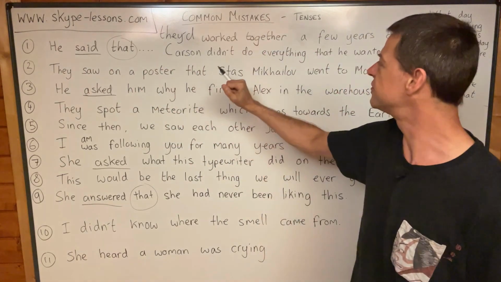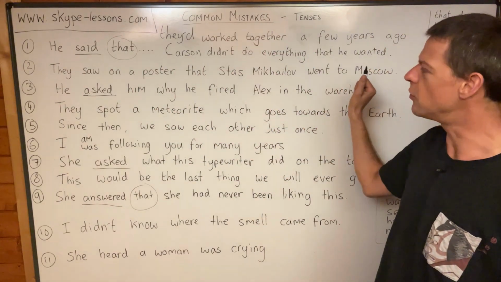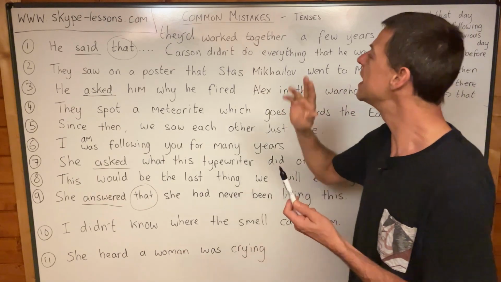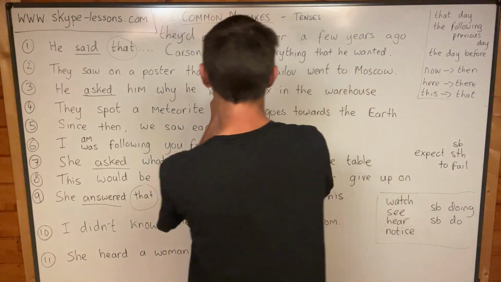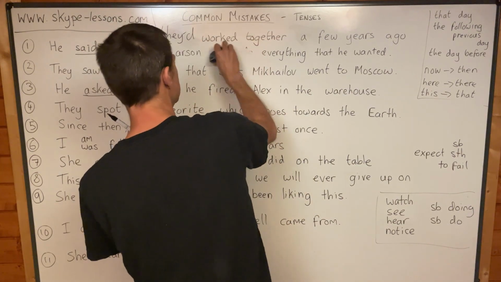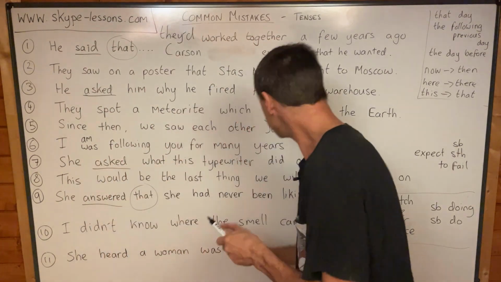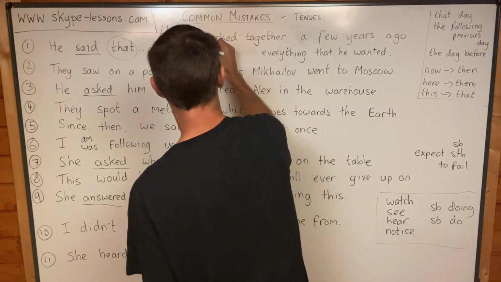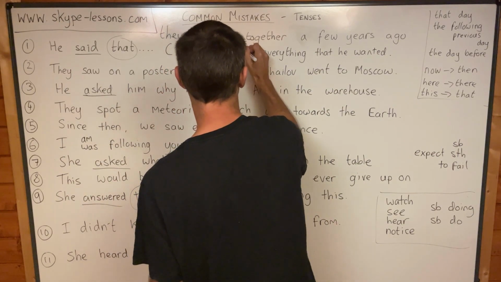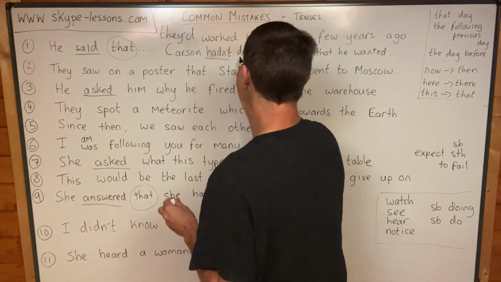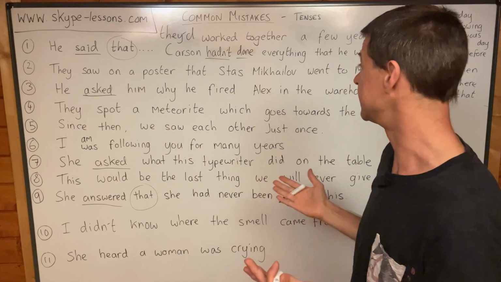He said that Carson didn't do everything that he wanted. No, Carson hadn't done everything that he wanted. Yeah, and so we've got to change didn't do, past simple, to hadn't done. And this is the most common mistake, certainly, with past perfect, where people don't use it but they need to use it. We can call it the reported speech mistake, yeah?